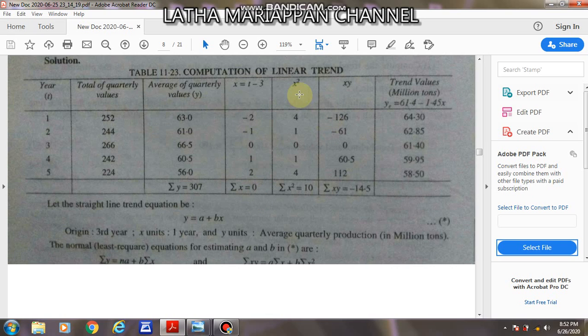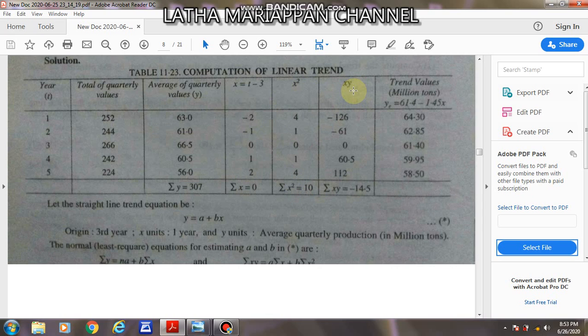Then x squared, square this value. So 2 into 2, 4. Minus into minus plus. Similarly, minus 1 into minus 1, you will get 1. Next is 0, next is 1, next is 4. Add this value. X squared is over, no? Now we got the summation of x value. Summation of x squared value, if you add, you will get 10.